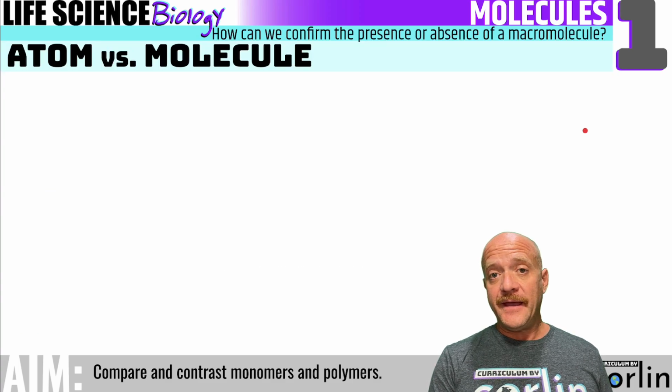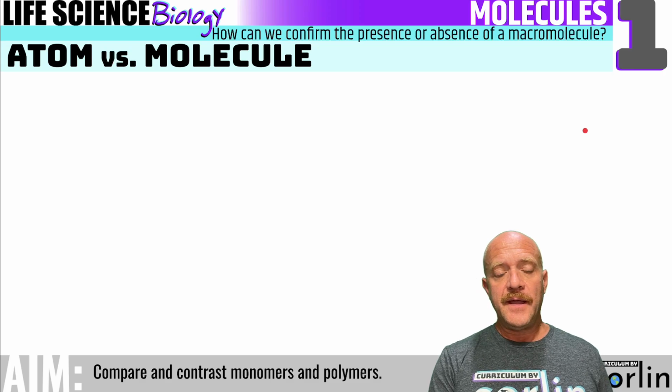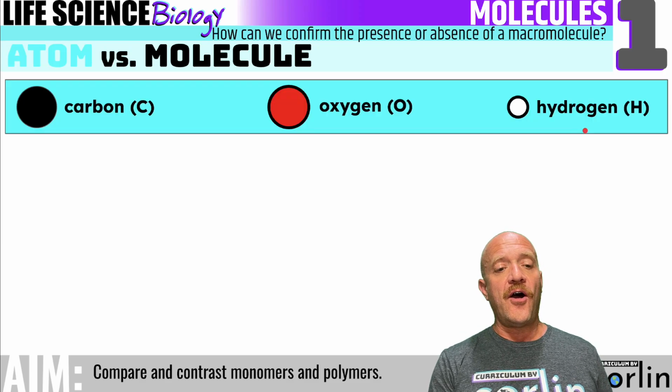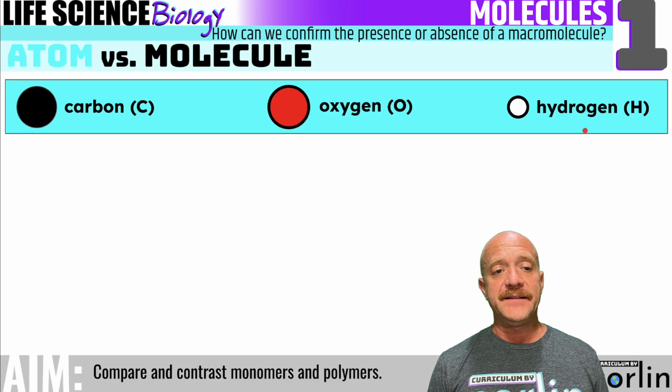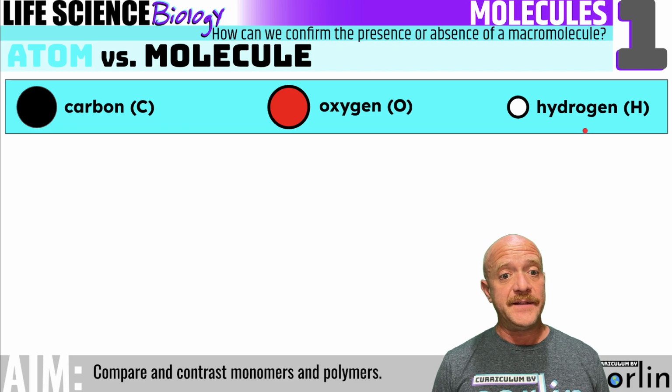So before we begin, we have to differentiate between an atom and a molecule. Now, atoms are the singular substance, the simplest form of an element. And this is more of a chemistry thing, but when we say atom, it is carbon, oxygen, hydrogen, nitrogen, calcium, anything that you would see on the periodic table of elements.